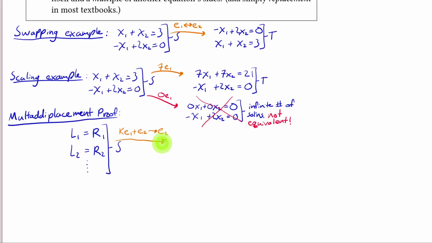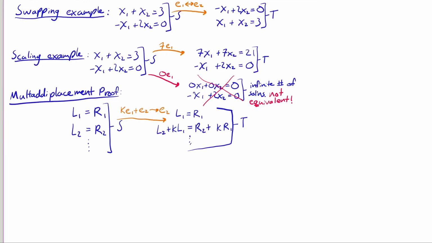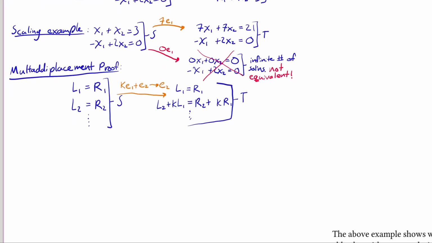And so the result will look something like this. Leaving equation 1 alone, but the one that's getting replaced is equation 2. And let's call this new system T. Like so. Okay. What we want to show is that any solution of system S is also a solution of system T and vice versa. So here's how you would write out the starting point for a proof where we're showing that these two solution sets are equal.